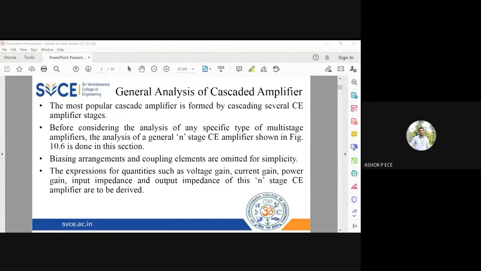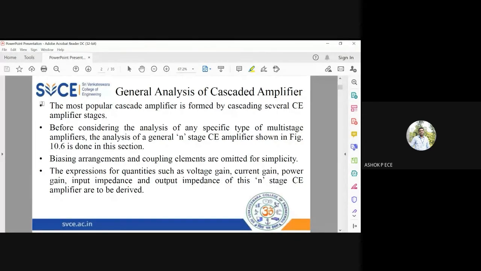Cascading, as I say, is just like connecting them in series. The output of the first amplifier will be the input to the second amplifier. The output of the second amplifier will be the input to the third amplifier. So like that it goes on. How many amplifiers I need depends on the application and your gain requirement. There is no fixed rule that I should use only 2 amplifiers or 3 amplifiers. You can use n amplifiers, where n is going to be decided by you.